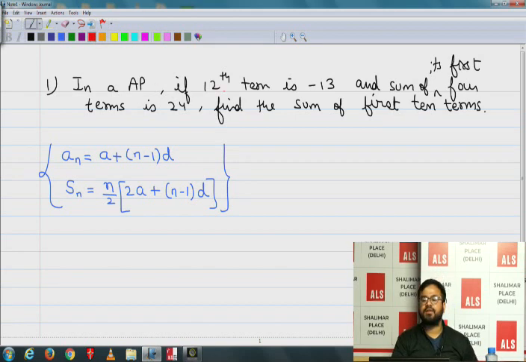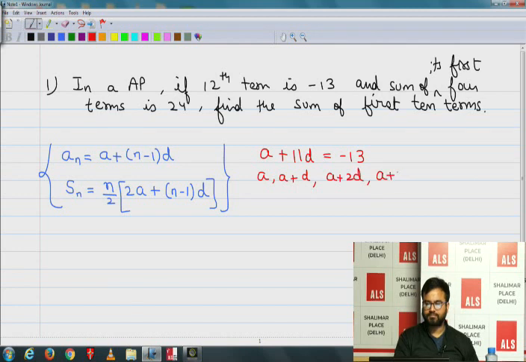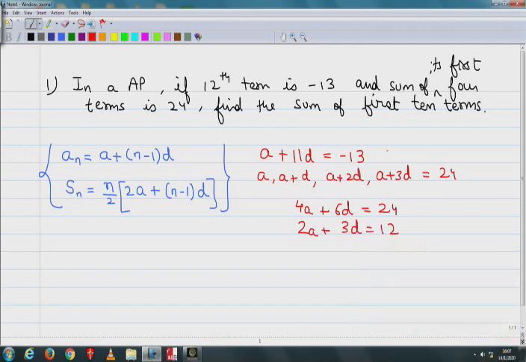First of all, it is given the 12th term is minus 13. So the 12th term is a plus 11d, which is equal to minus 13. Second thing, the sum of its first four terms is 24. The first four terms are a, a plus d, a plus 2d, a plus 3d. The sum of these is 24. If we add them, it becomes 4a plus 6d equal to 24, or 2a plus 3d is equal to 12. Now using these two equations, we can find the values of a and d.